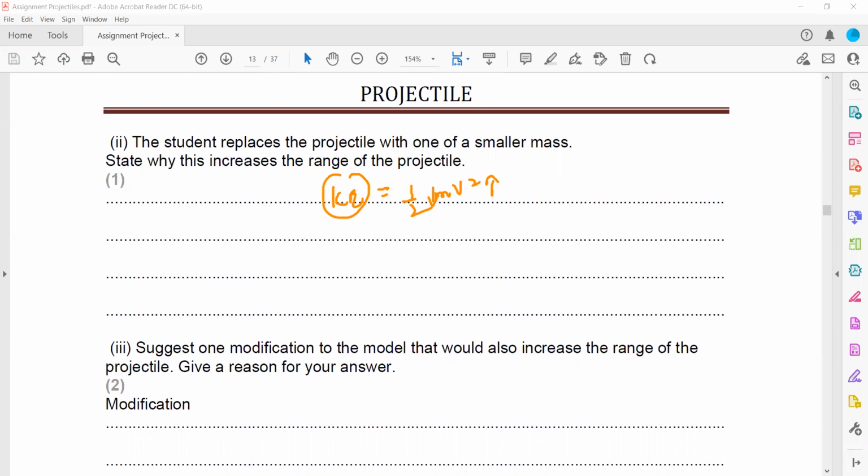Or you can also mention that a smaller mass will have lower air resistance, and as a result it will also travel a greater distance. So the same kinetic energy for a small mass means the speed increases, the launching speed increases, so as a result it will have a greater acceleration or greater initial speed. That's why the range increases.